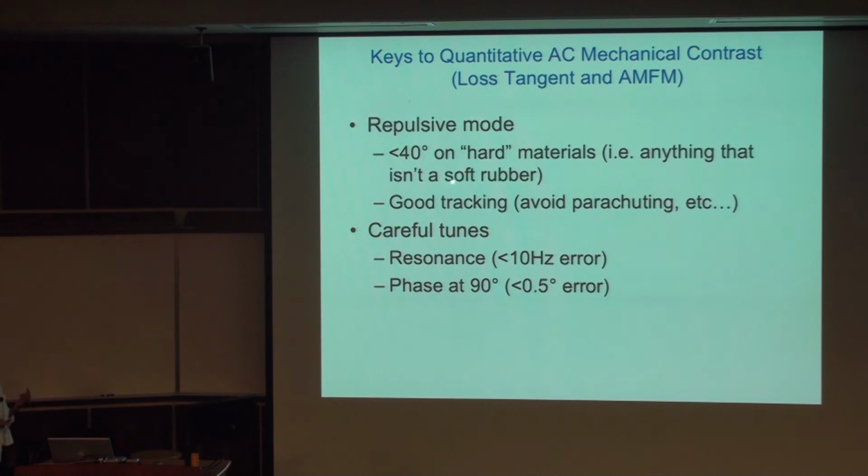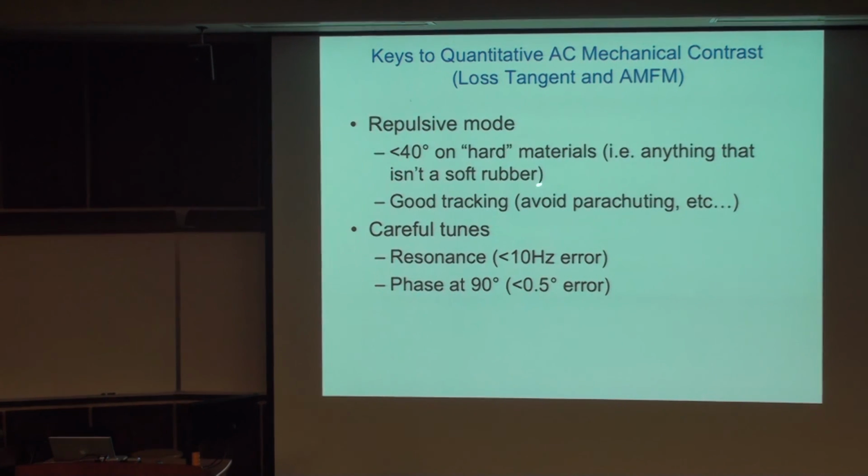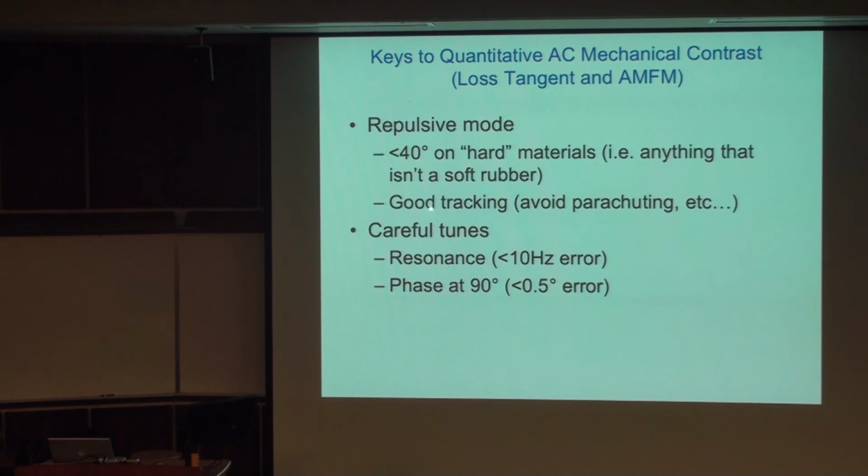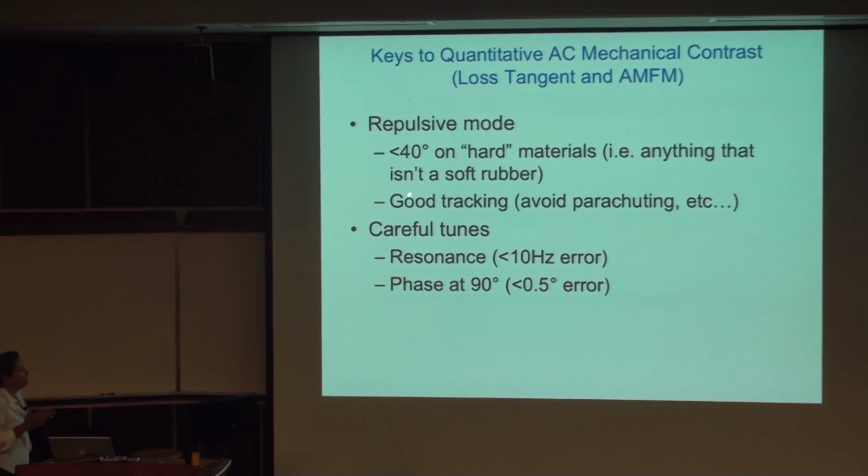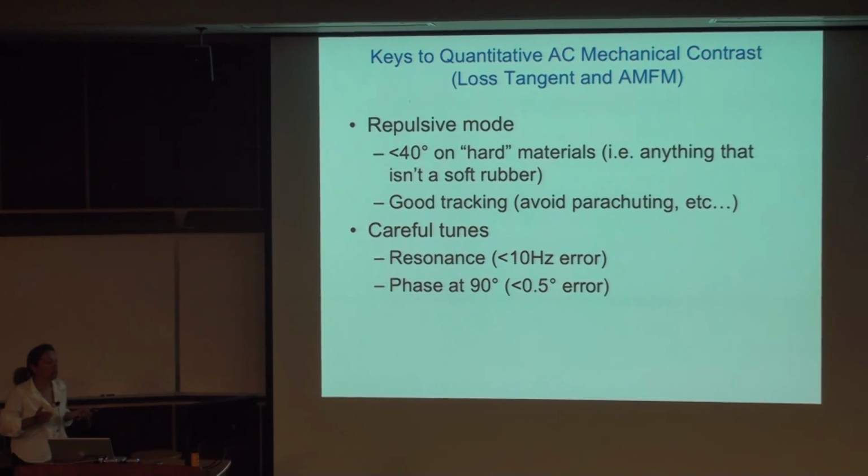At the end, there are a few things that are key in these measurements. First, you really need to be in repulsive mode. As you remember from the previous talk, you can now in AC mode know when you are in repulsive or attractive mode. It's very important that you are in repulsive mode and you are tracking the surface really well.